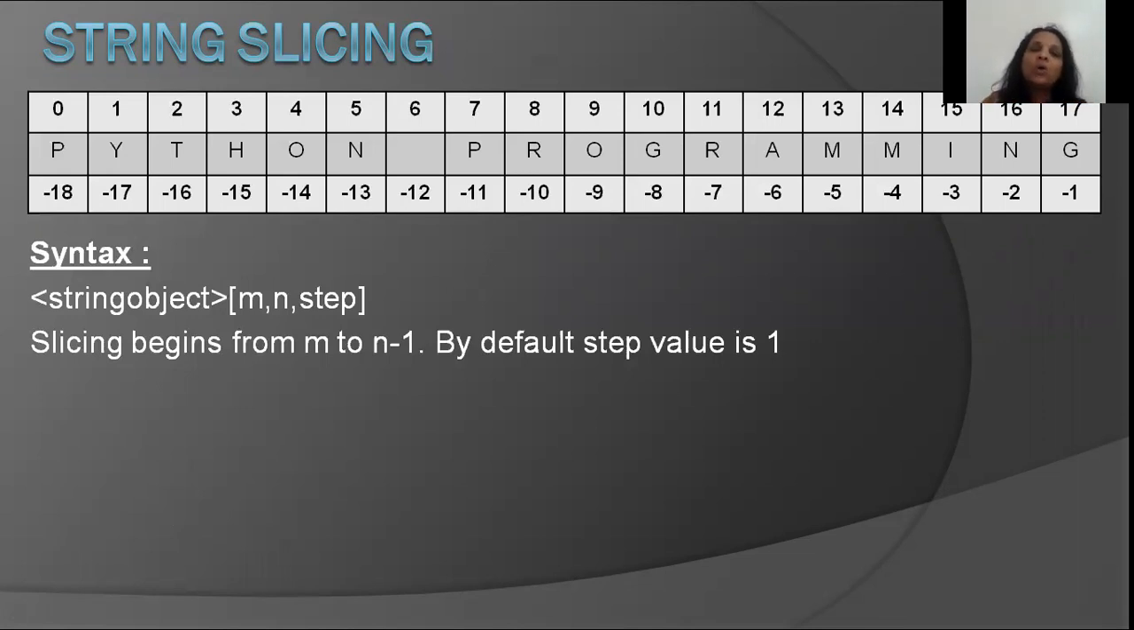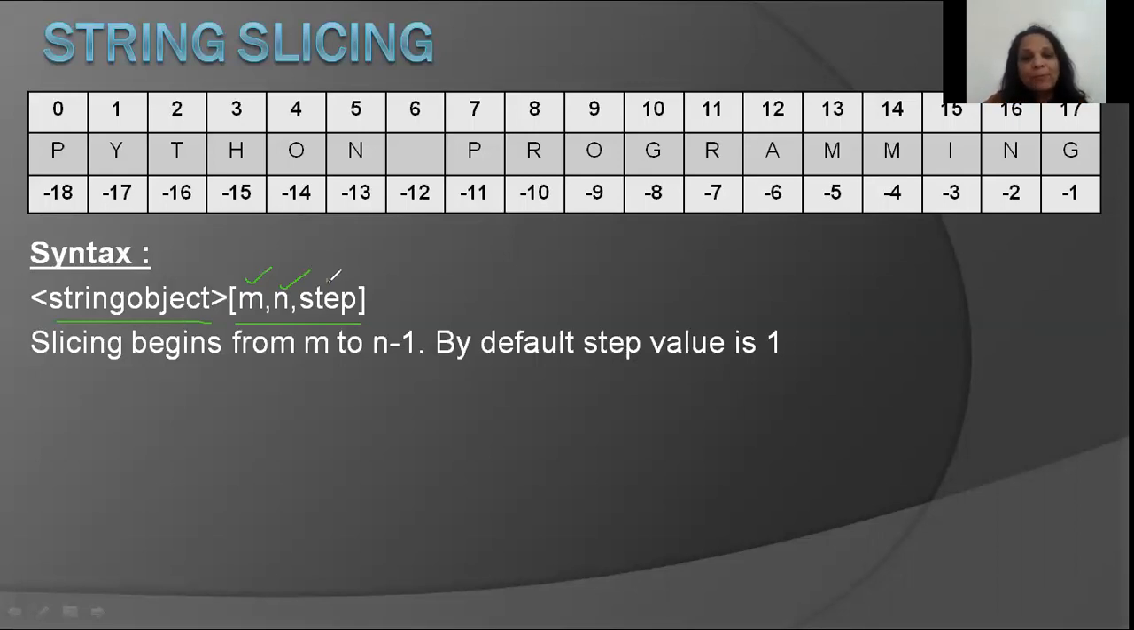Now, how do you do the slicing in strings? You write the name of the string object, which is the variable that holds the string. Then you write m and n's value and step value. These are the required values, but every time m, n, and step are not required. I'll tell you in an example. M says, from where do I want to start the slicing? N says, where do I want to stop? But remember, it will not go up till N. It will only go up till 1 less than N. So if you give N as 10, it will not go up till index number 10. It will only go up till index number 9.